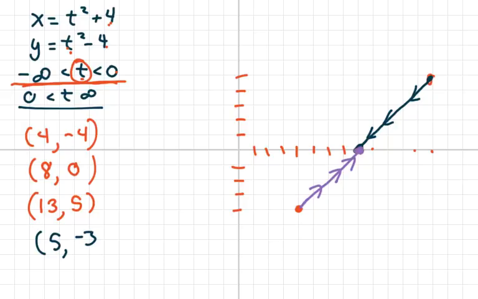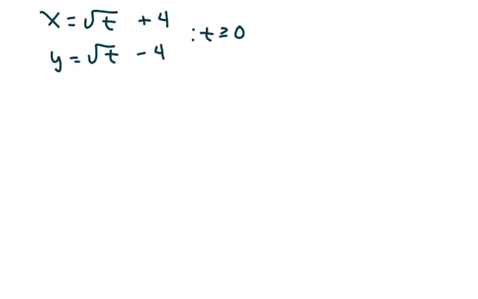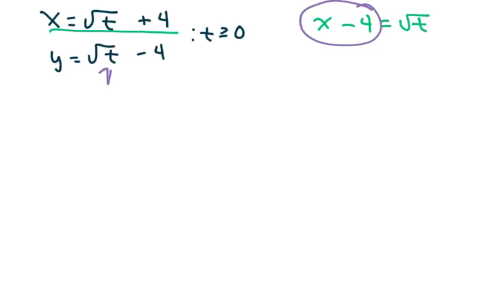Now let's look at another one. Here we have x equals square root of t plus 4 and y equals square root of t minus 4. If I solve for the square root of t here, I get x minus 4 equals the square root of t. I'm just going to substitute this in for my square root of t. So we get y equals x minus 4 minus 4, which is the same thing as before, y equals x minus 8.